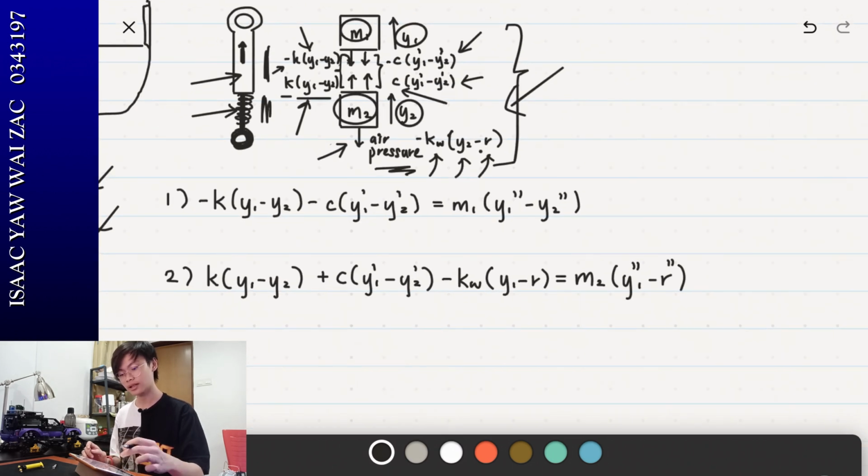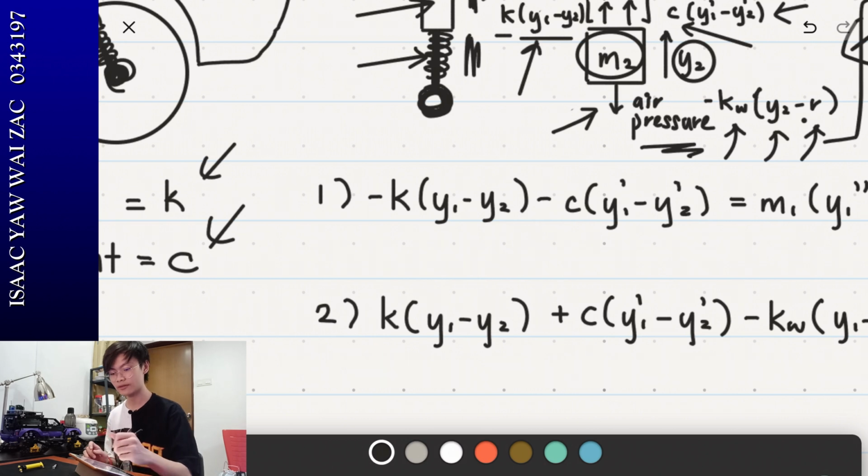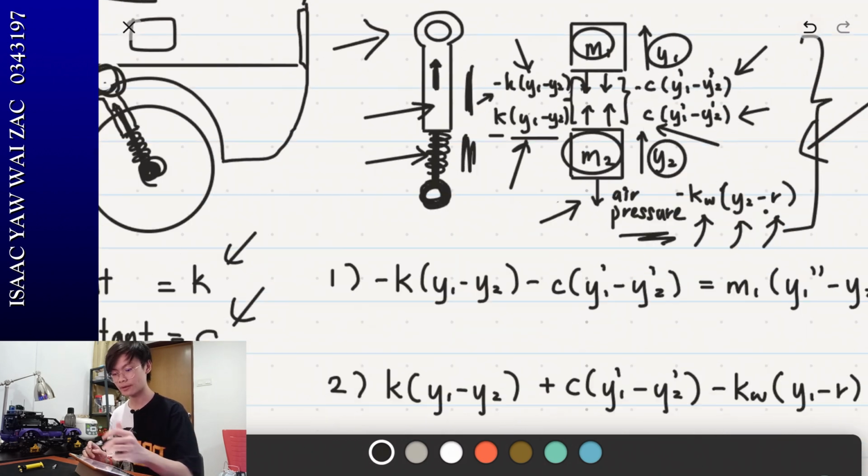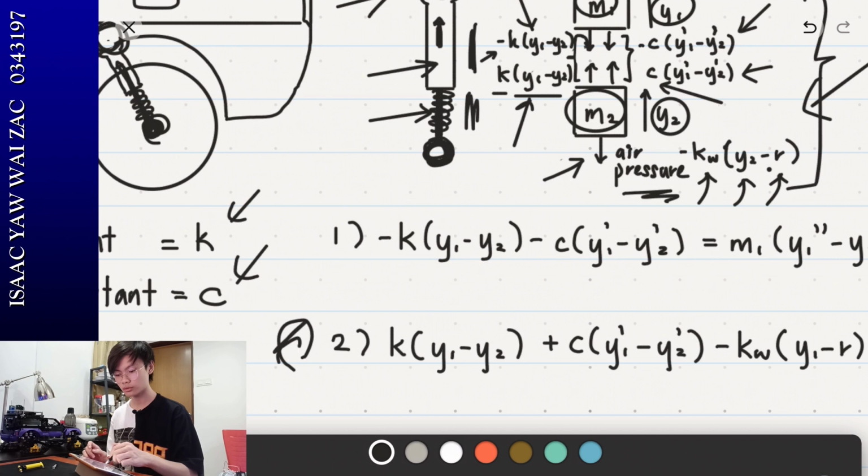I can later on derive the equation for equation 1. This is for the top of the spring, and 2 for the bottom of the spring.